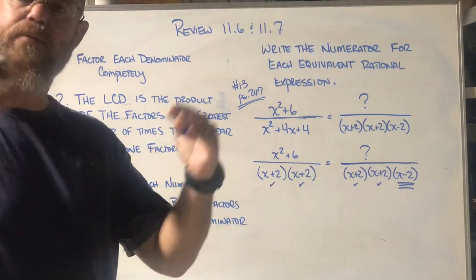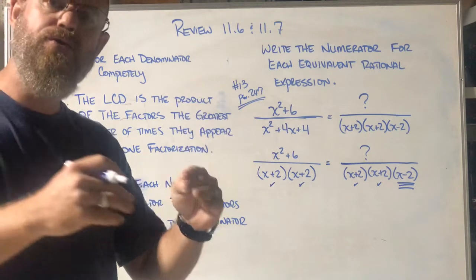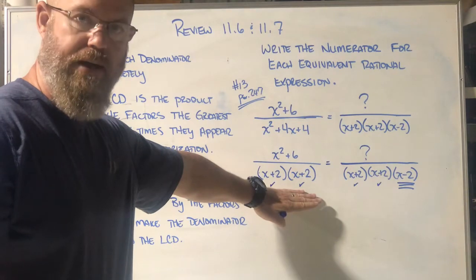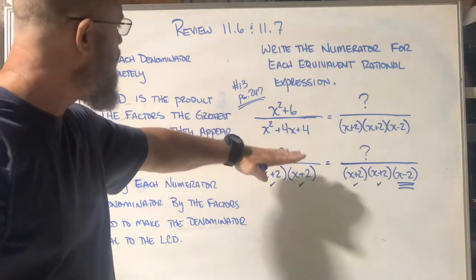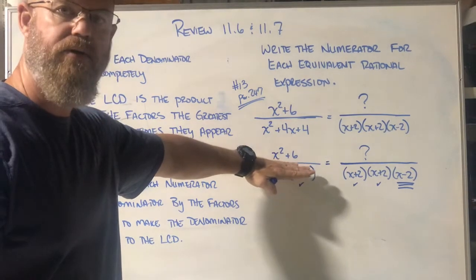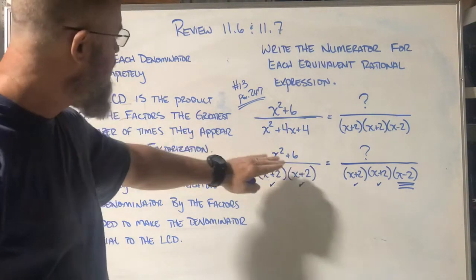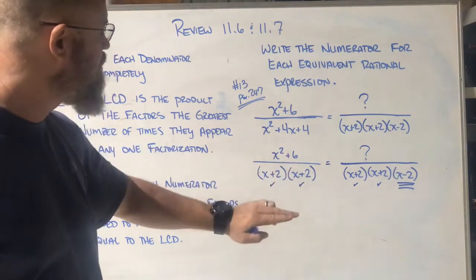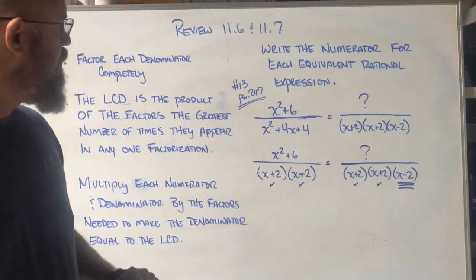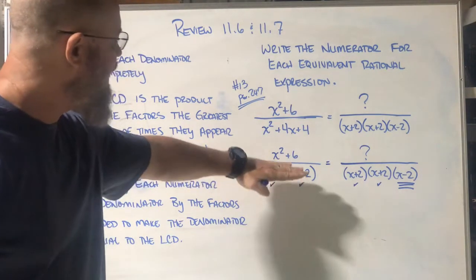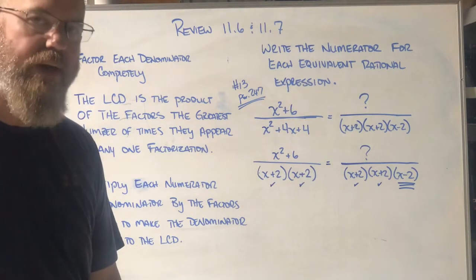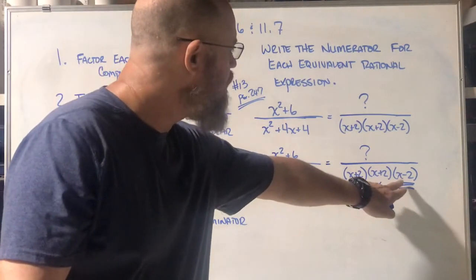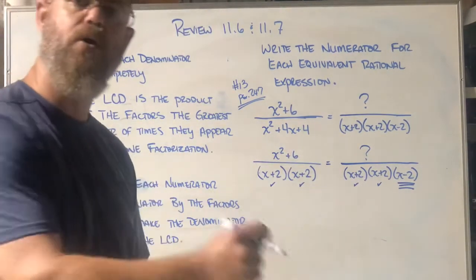And remember our rules with fractions. Whatever you do to change the original denominator, you have to do the same action to change the new numerator. This is our original numerator, x squared plus 6. Whatever I do to the denominator, I have to do the exact same thing to the numerator. And we know that the difference is that the new denominator has an x minus 2 multiplied to it.